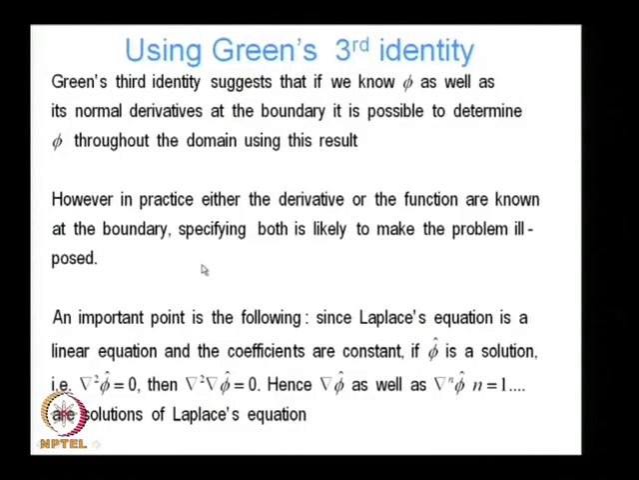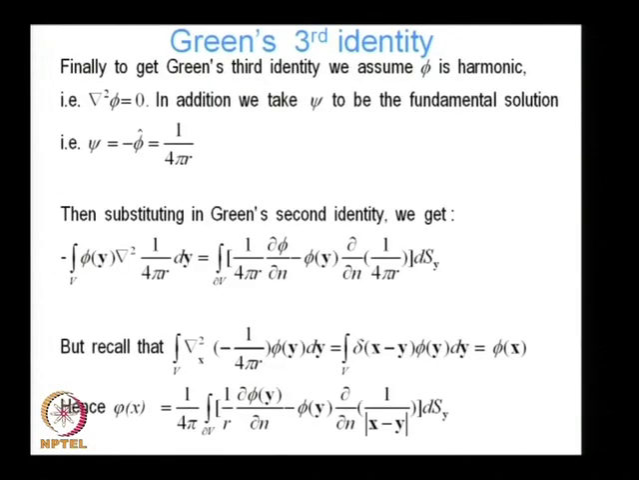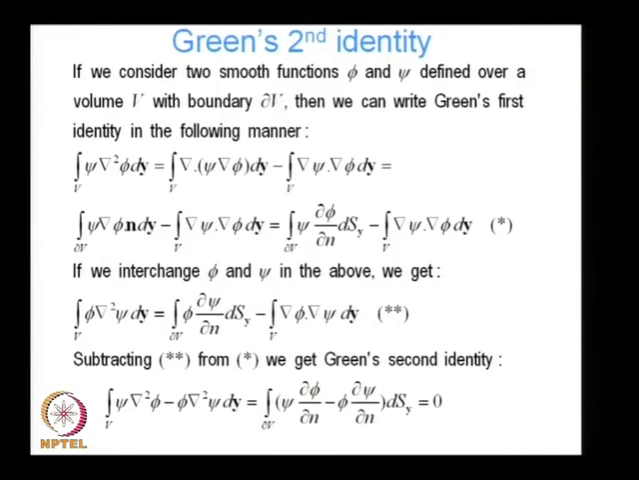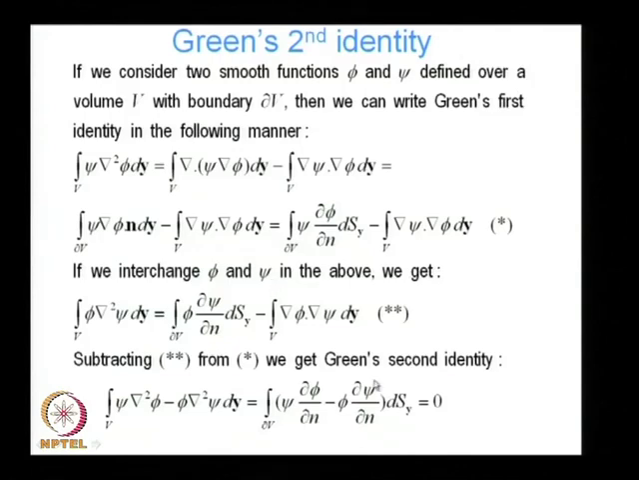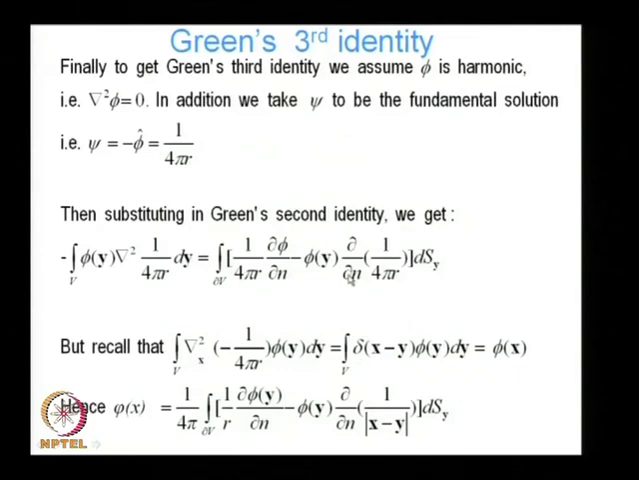So, that gives me minus phi Laplacian of 1 by 4 pi r dy, and that is equal to the integral over the surface of psi del phi del n minus phi del psi del n, psi being equal to 1 by 4 pi r. So, I have 1 by 4 pi r del phi del n minus phi del n of 1 by 4 pi r dS. So, substituting these in Green's second identity, I get that.